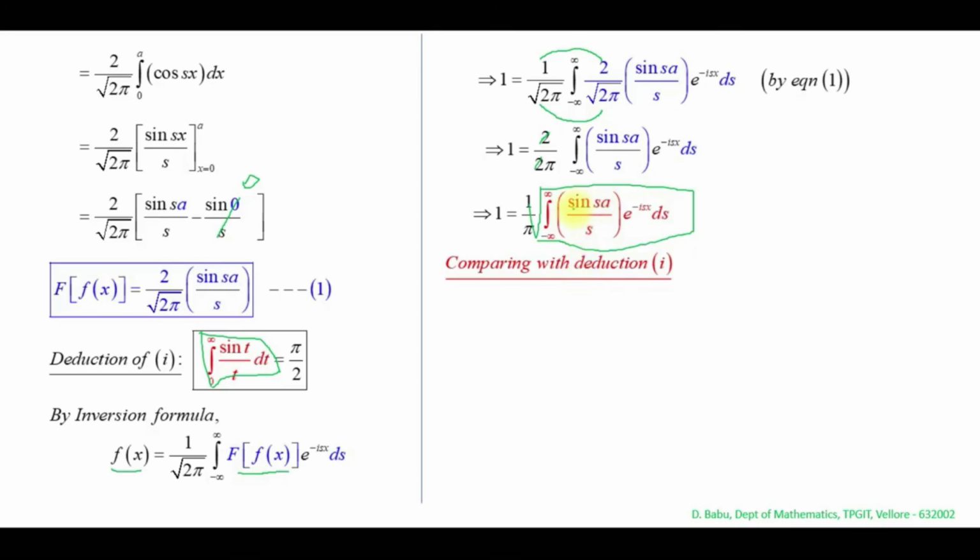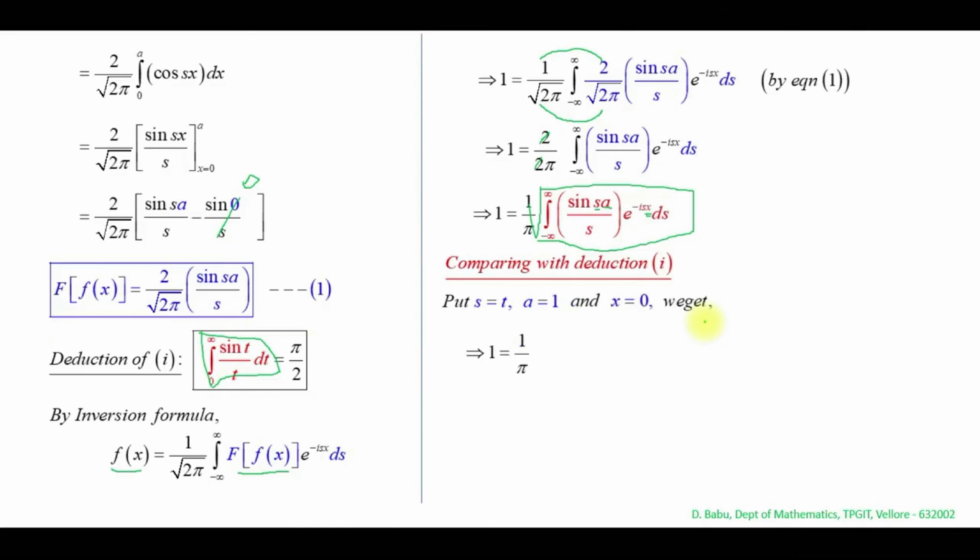Here the numerator is sin sa, and here the numerator is sin t. So substitute s equal to t and a equal to 1, we get sin t by t. Next we remove this term. So how to remove this term? By substituting x equal to 0, because anything power 0 is 1. So put s equal to t, a equal to 1 and x equal to 0.